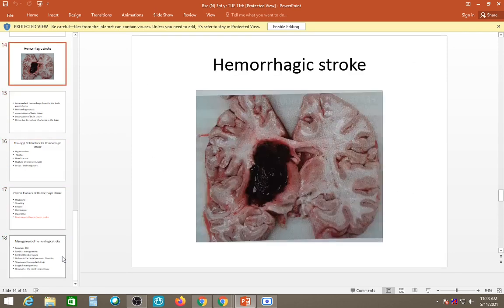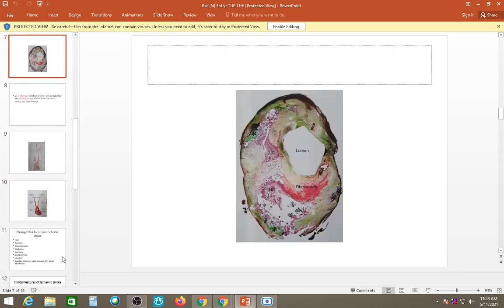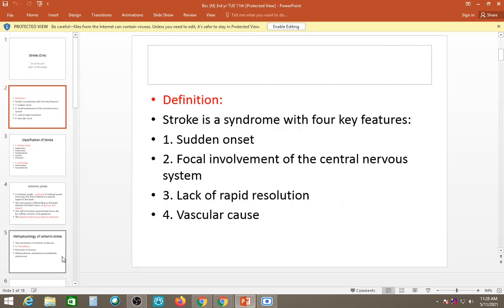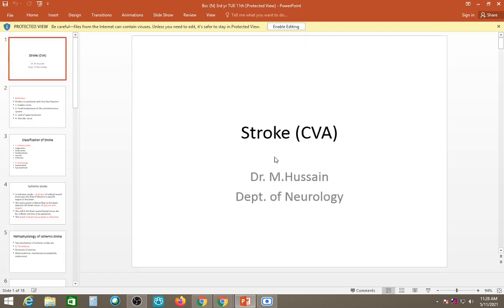So I will go over it again, stressing on the main points in CVA, right? So basically we call it stroke. CVA was an old term, cerebrovascular accident. Nowadays it's called stroke. So it's always better to use the standard term stroke rather than CVA.